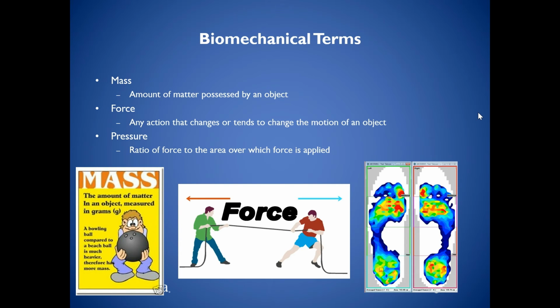Other biomechanical terms: we have mass, which is the amount of matter possessed by an object. Mass is not dependent on gravity, whereas your weight is dependent on gravity. You would weigh more on a different planet or weigh less on the moon, but your mass stays the same. You have force, which is an action that changes or tends to change the motion of an object. So you have the guys playing tug of war.